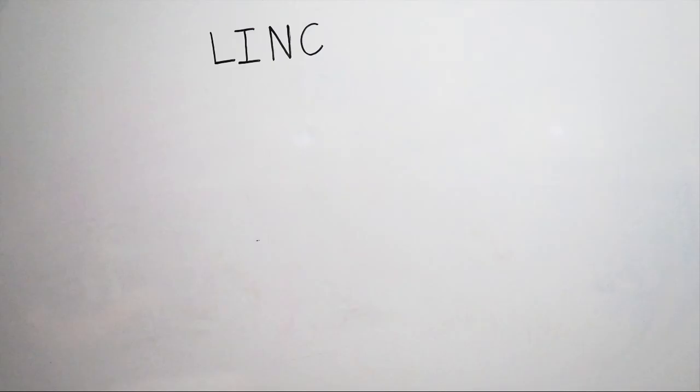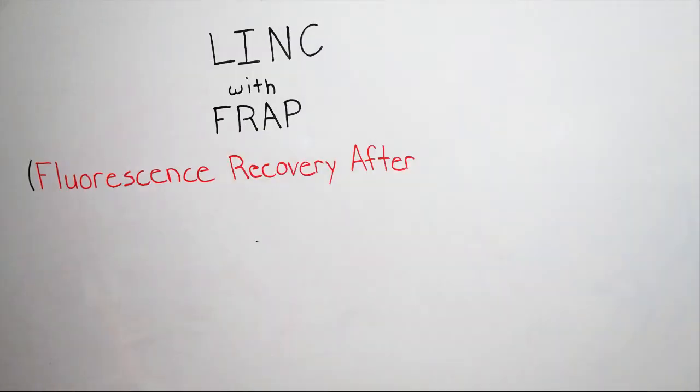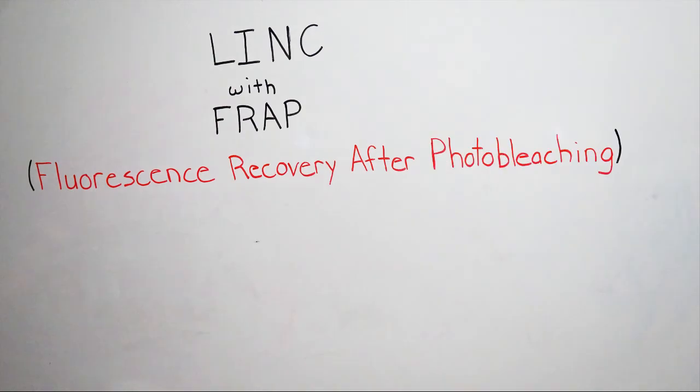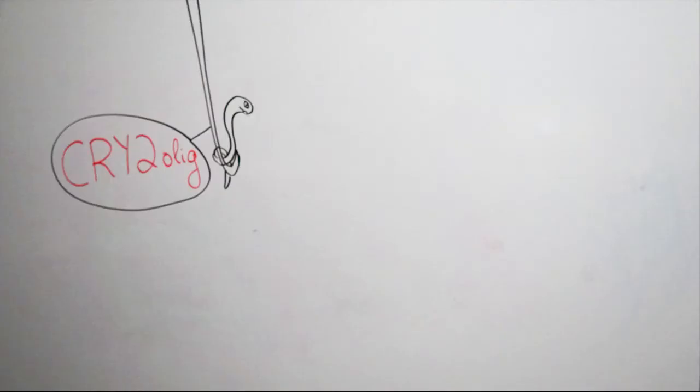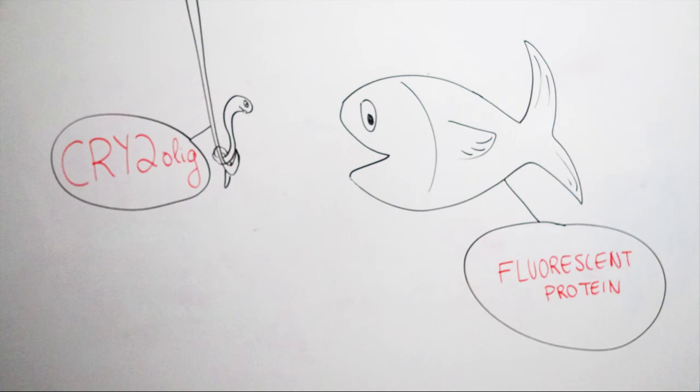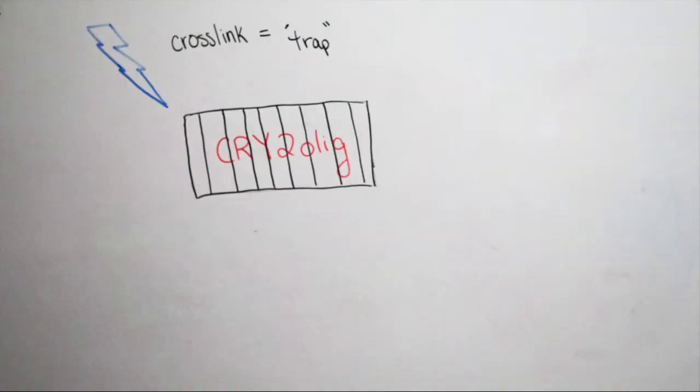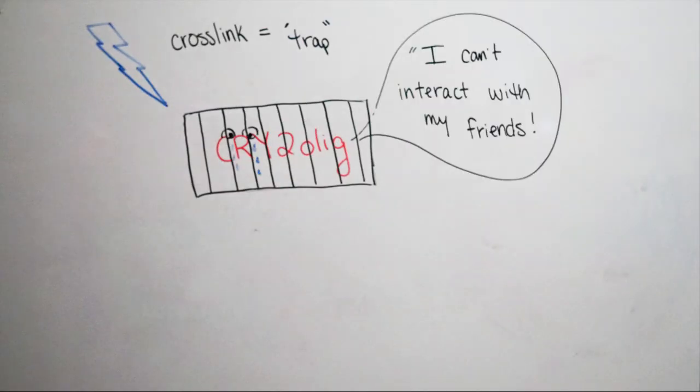Tucker then used LINC with FRAP, fluorescence recovery after photobleaching, which is a method used to monitor live interactions in cells. FRAP does this by connecting the amount of fluorescence to the movement or exchange rate of the protein of interest. In Tucker's experiment, she used Cry2-olig tagged bait and fluorescently tagged prey to monitor the exchange rate of the fluorescently tagged protein. The idea of this experiment was that blue light would trap the Cry2-olig and would in turn restrict exchange of any other interacting protein.